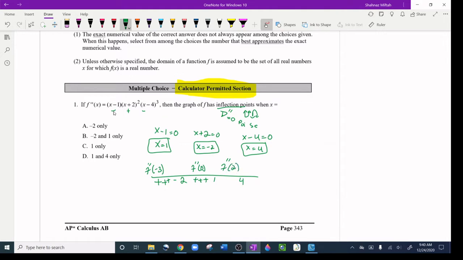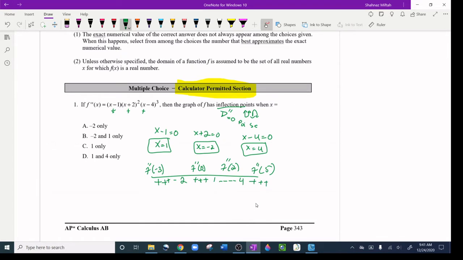So plug in 2. 2 subtract 1 is positive. 2 plus 2 is also positive. 2 subtract 4 is negative. So positive times positive is positive. Positive times negative is negative. Pick here f double prime of 5. We plug in 5 here. 5 subtract 1, positive. This is positive, and this is also positive. So this one is going to go positive.